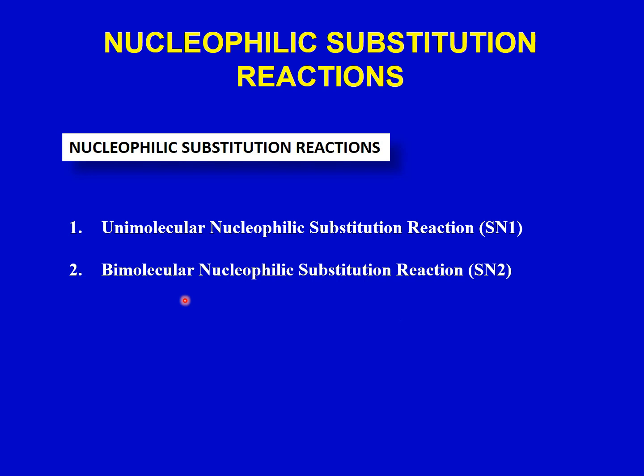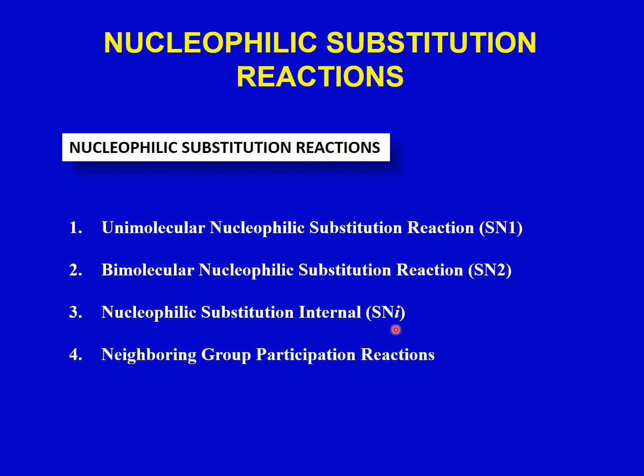The third one is the nucleophilic substitution internal mechanism, or we can call it the SNi mechanism. The fourth one is a type of reaction mechanism which involves the participation of a neighboring group during the reaction. Then we have the SN1 prime reactions and the SN2 prime reactions. So these are the different types of nucleophilic substitution reactions that follow different pathways or mechanisms.